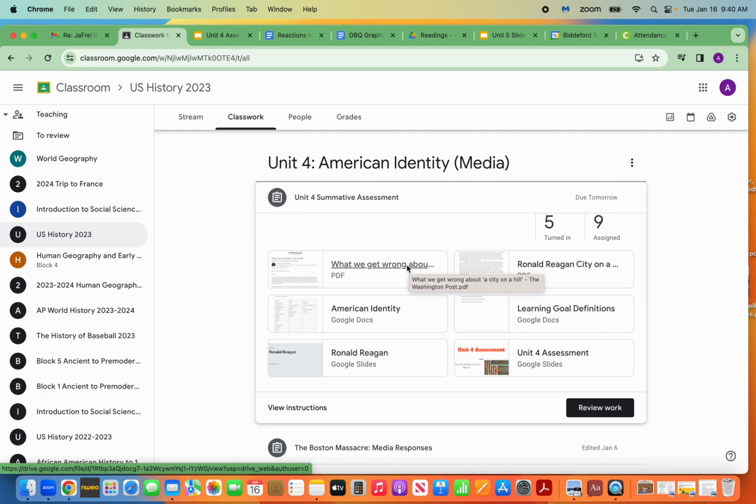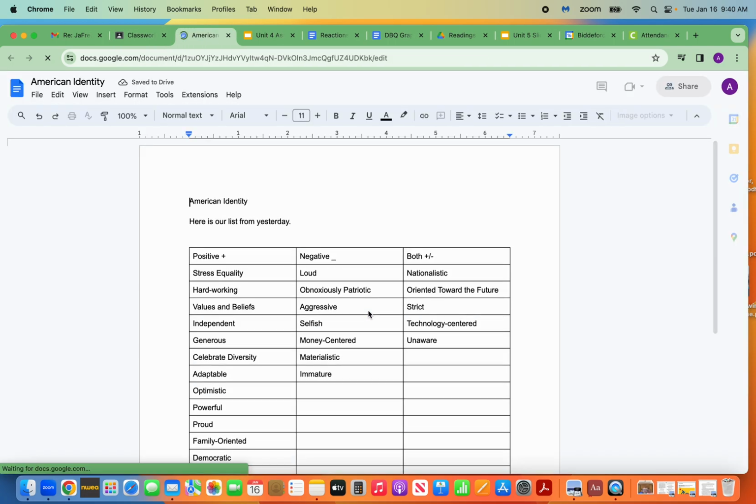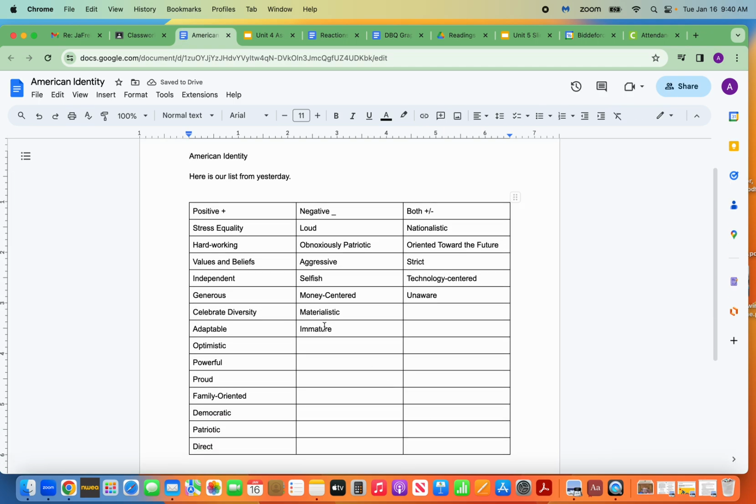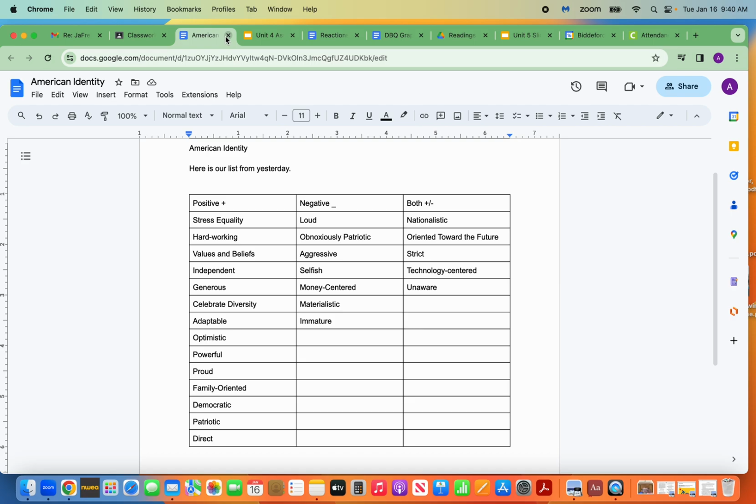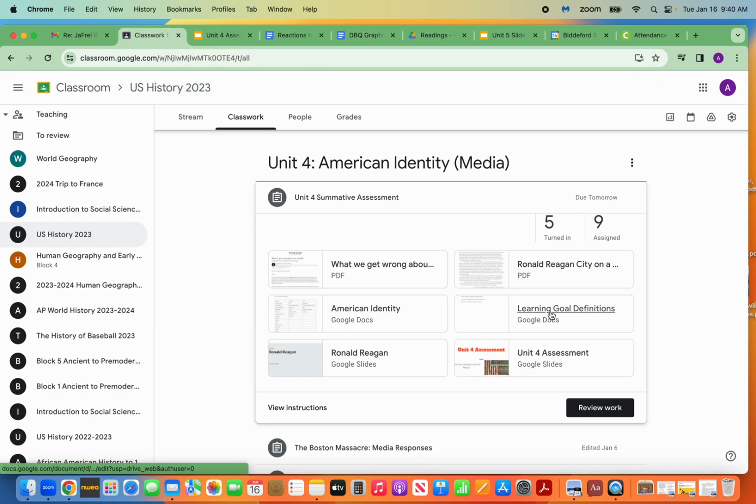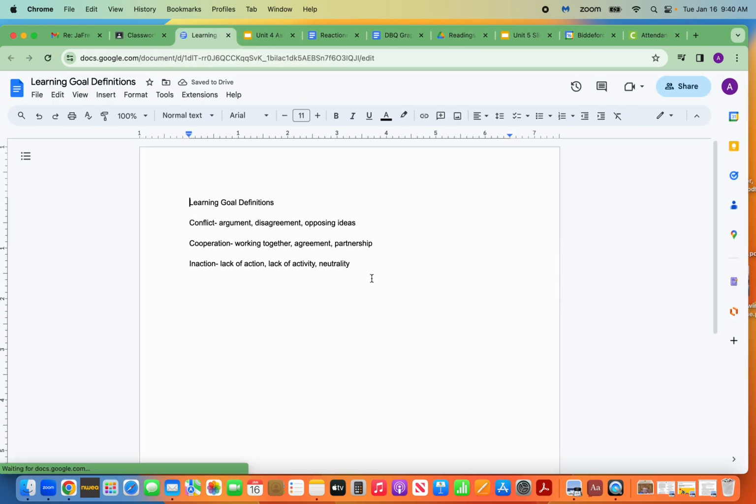In order for you to answer some of the questions on the slideshow, we have other documents here, one on American identity that we did in class. You will see that this looks very familiar when we talked about positive, negative, and items that are both positive and negative as far as American identity is concerned. I will close that out for now. And you also have the learning goal definitions of what we mean by conflict, what we mean by cooperation, and what we mean by inaction.